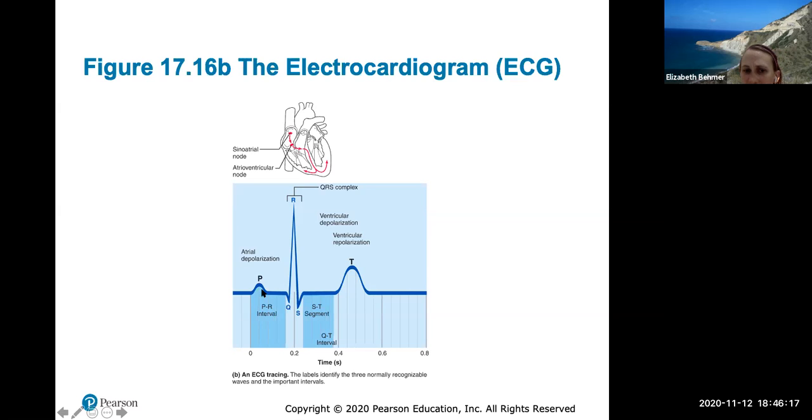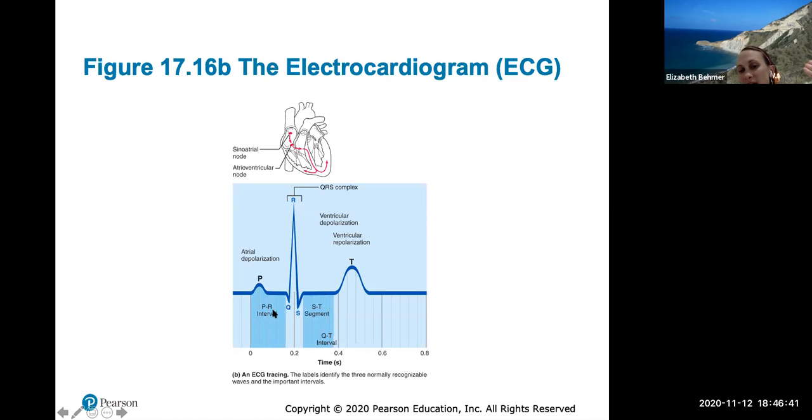So again, the P wave stands for atria depolarization. So you'll get this P wave action potential being recorded when the impulse travels through the atria. The QRS complex stands for ventricular depolarization, and then the T wave will stand for ventricular repolarization. Also labeled here is the PR interval.